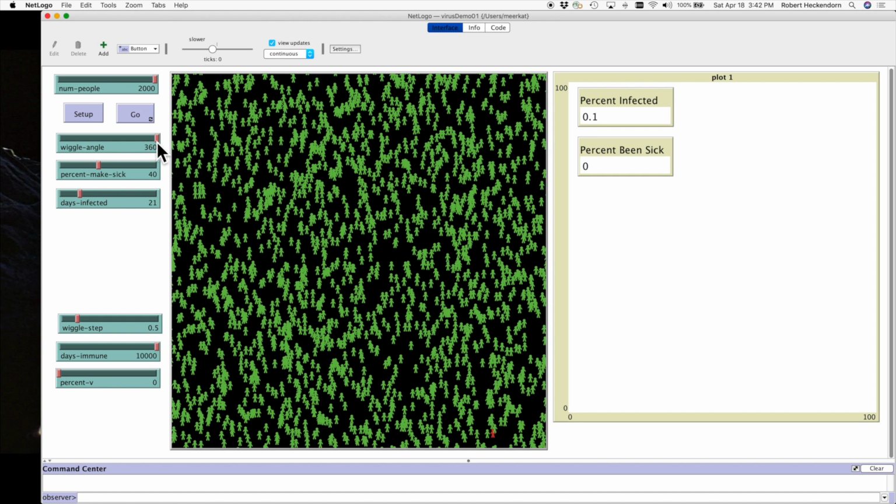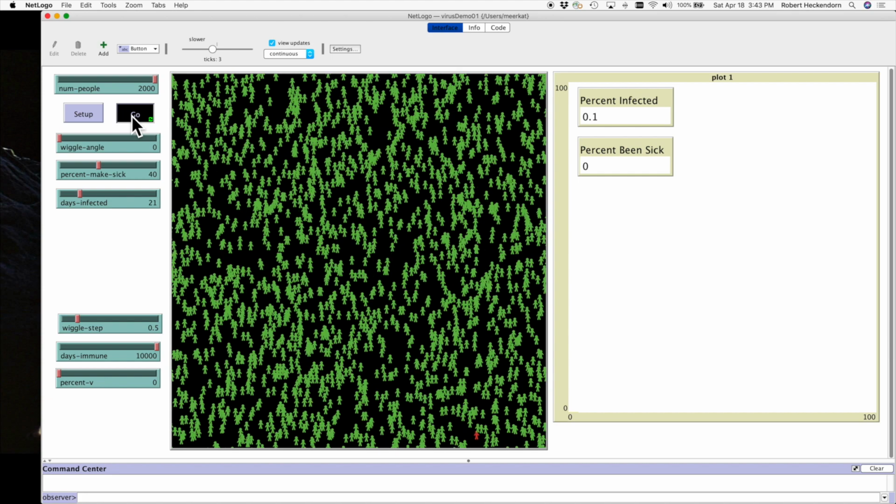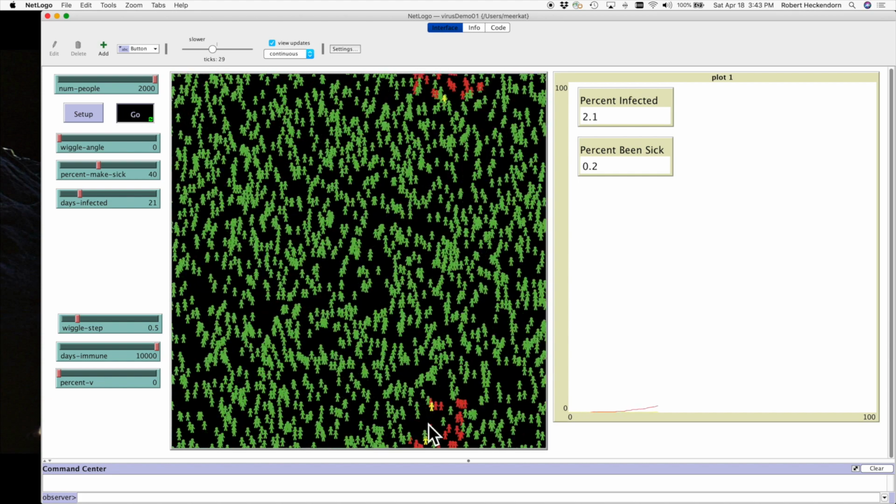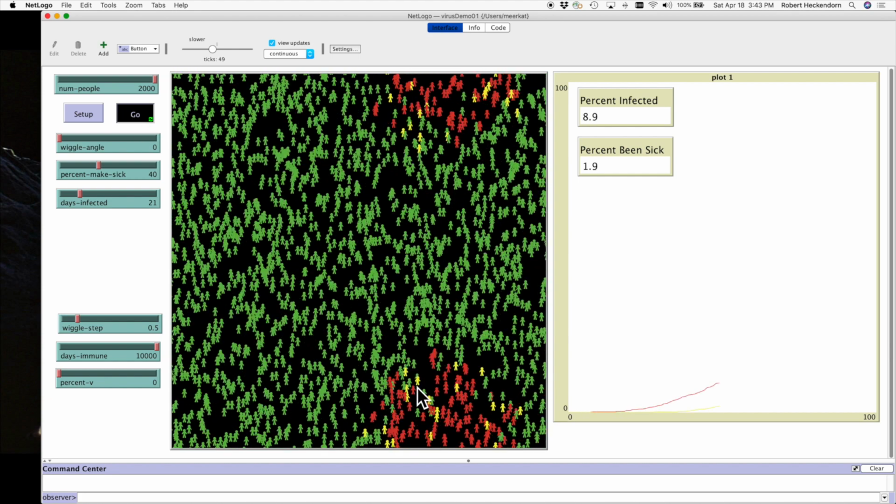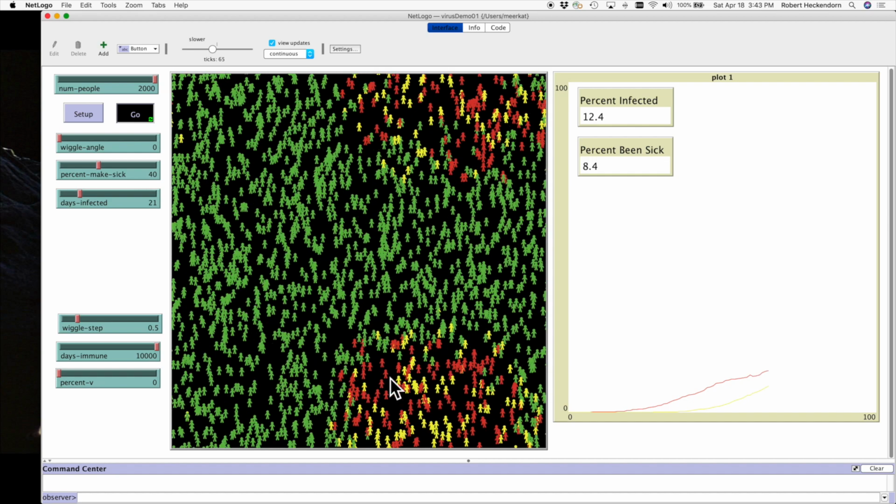So we're not going to pay any attention to social distancing. I'm going to leave this percent make sick here at 40, which is just a made up number. We're just going to call it the percent of making someone else sick. And then let's see how the disease passes from one individual to another. As it moves along, you see, they run into other individuals. There's a probability that it gets passed on, and we see that.